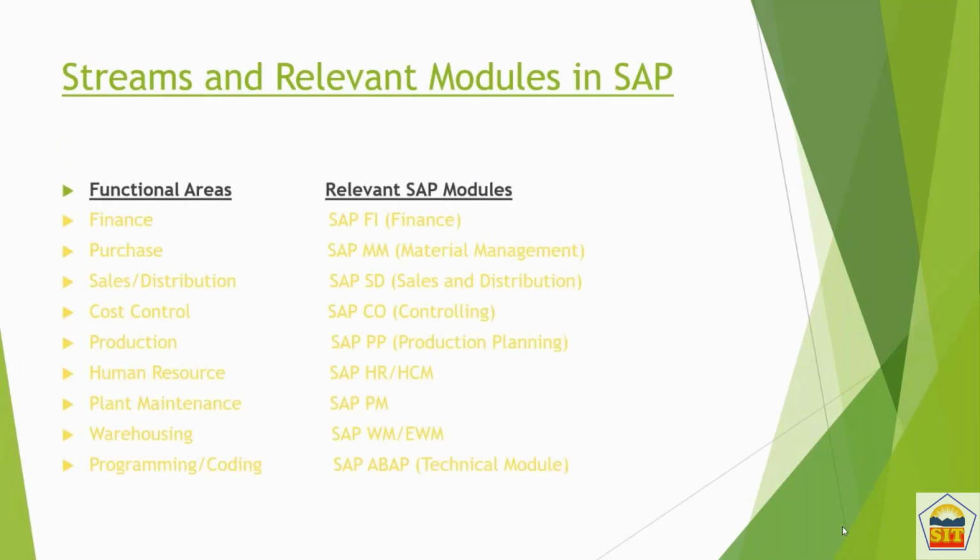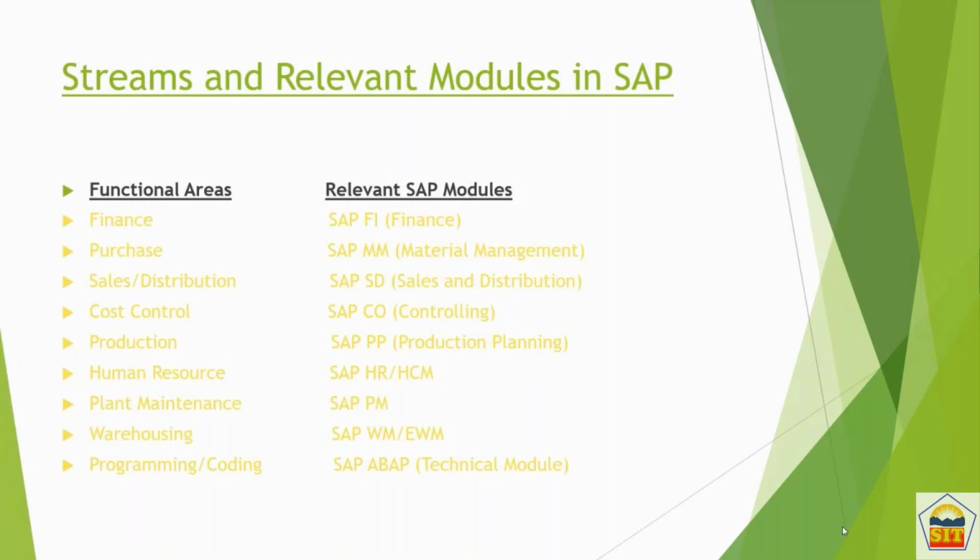As I just shared with you multiple times, in any company we have functional areas. These functional areas could be finance, inventory, which we also call purchase, then sales, cost control, production, human resource, plant maintenance, warehousing. For these functional areas, SAP has provided us modules. For finance, we have a module called SAP FI. For purchase, it is SAP MM. MM stands for material management. For sales and distribution, we have SAP SD.